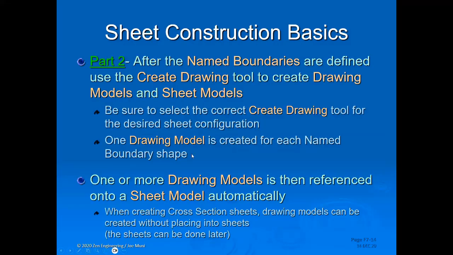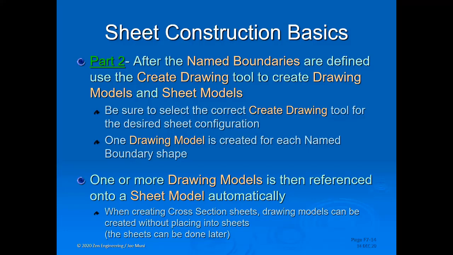Again, I know I'm putting a little bit of the cart before the horse here, but we'll get to all that. And then once you've picked the correct tool for that, it will automatically use those name boundaries, and it will create one drawing model for each and every shape or name boundary that you've created. And then from there, it will take those drawing models and reference those into and create on the fly a sheet model. Okay.